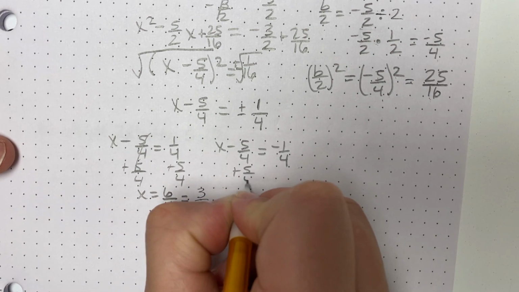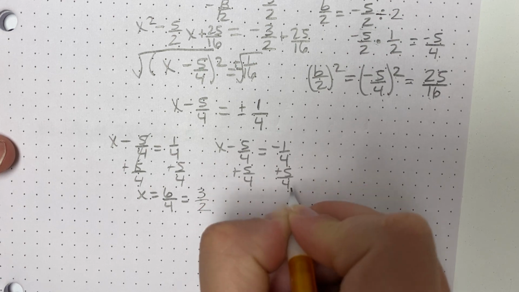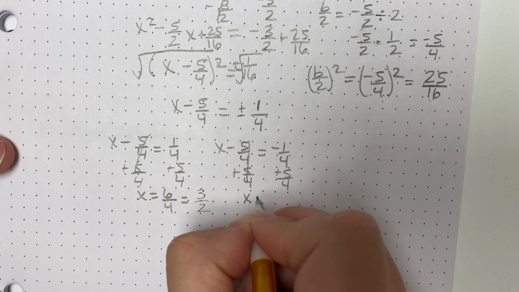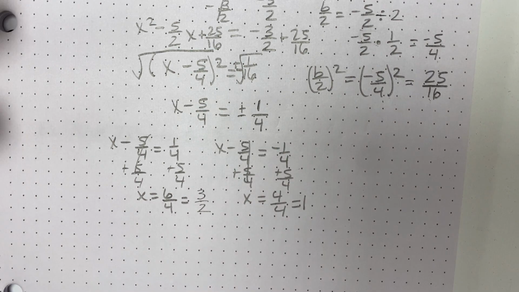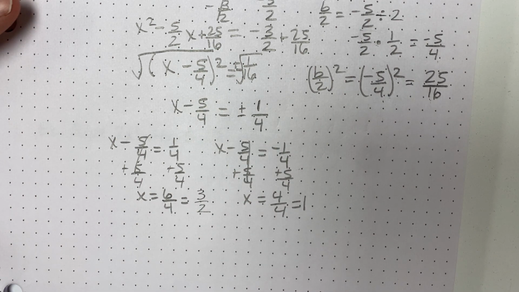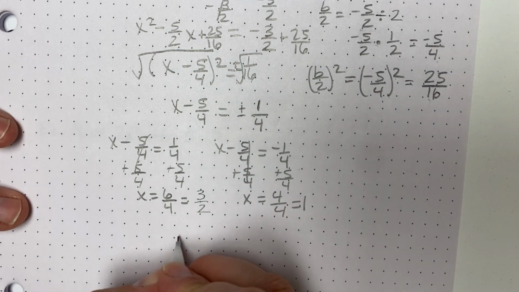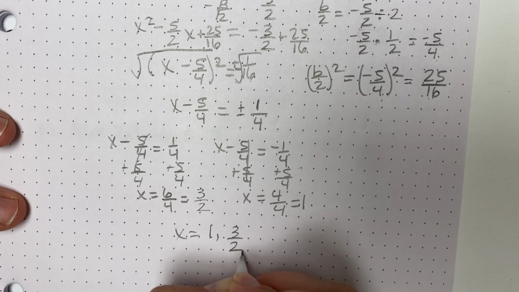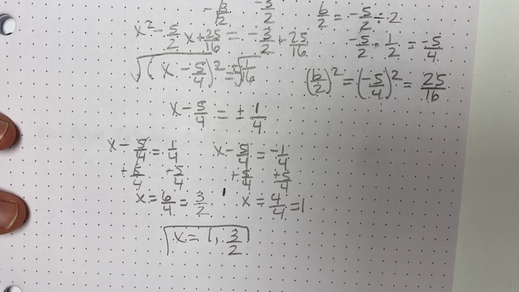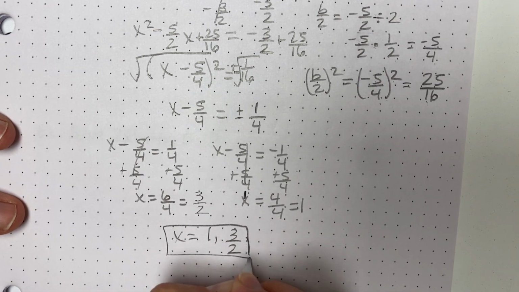Okay, and let's take a look at what our other one's going to be. So I'm going to have x equals 4 over 4, which equals 1. So my two answers is that x could either equal 1 or 3 over 2.